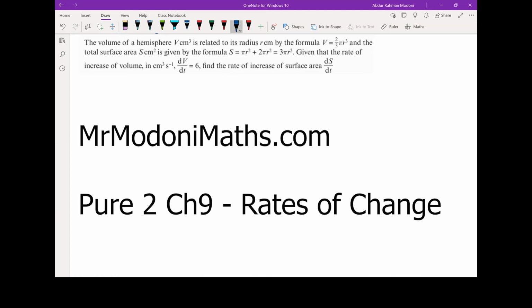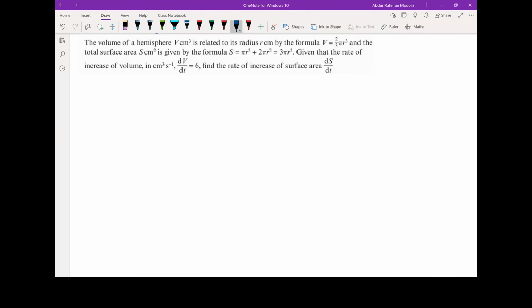So here we have another question involving rates of change. It starts off by saying the volume of a hemisphere, V centimeter cubed, is related to its radius r by this equation. So I'll write down the equation first. V is equal to 2 over 3 pi r cubed.